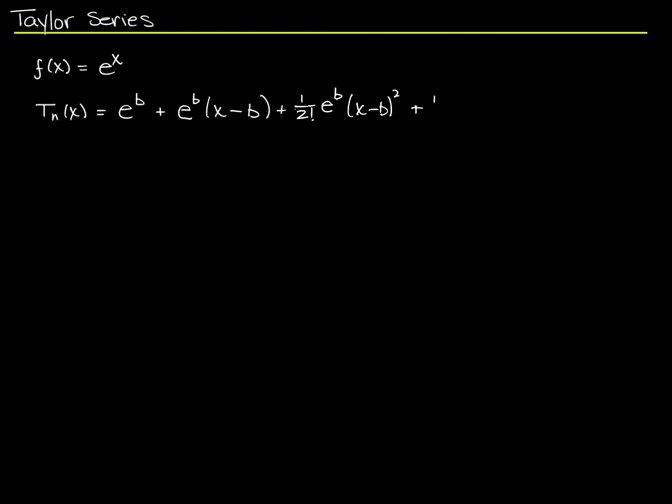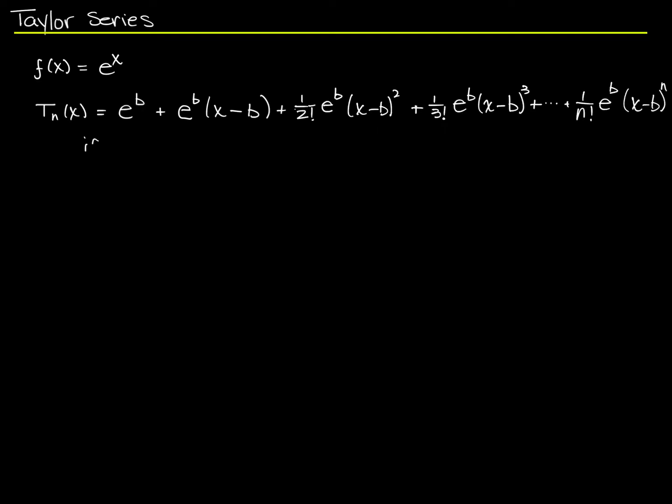As I said in a previous video, we don't usually write out this many terms because you can see the pattern, or the hope is that you can see the pattern, and you don't need to see all of these terms written out like this, but it doesn't hurt. And of course, this can go on indefinitely, so I'll have for my last term 1 over n factorial e to the power of b, that's the nth derivative of e to the x, evaluated at b, times x minus b to the power of n.